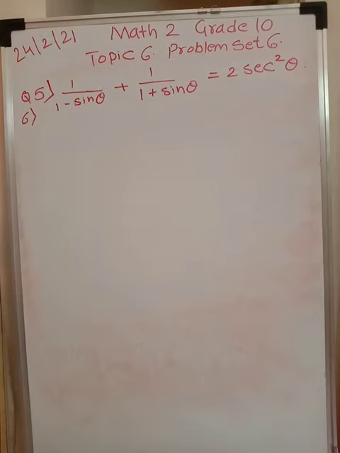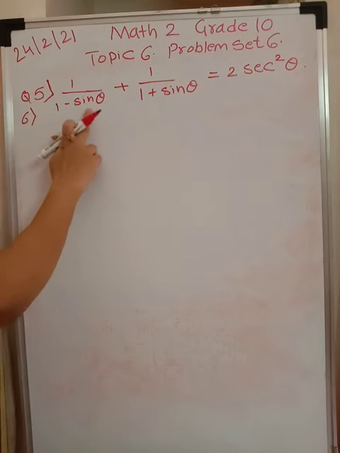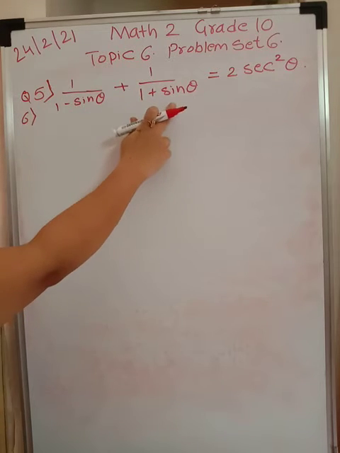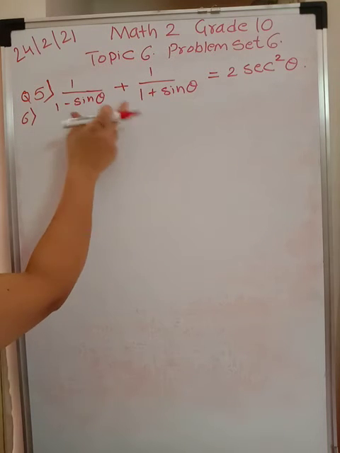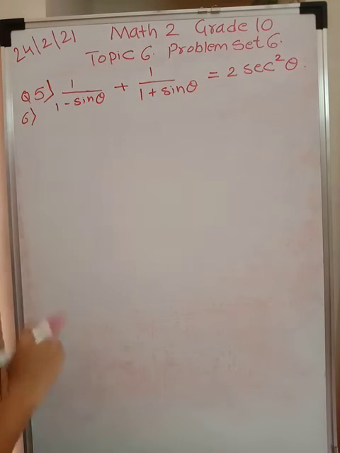Now look at the next problem. We have question 6: 1 upon 1 minus sine theta plus 1 upon 1 plus sine theta is equal to 2 sec square theta. Now your LHS is this. You have to prove it is equal to RHS.